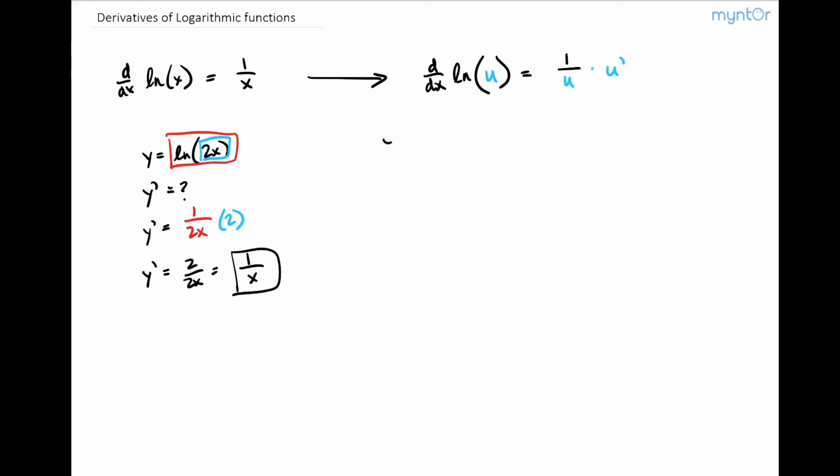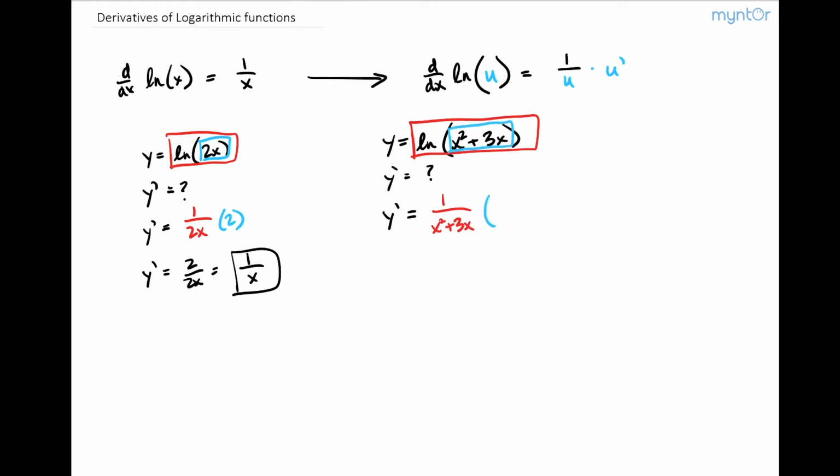Let's say that we're given that y is equal to the natural log of x squared plus 3x. Y prime is equal to what? Go ahead and take a second and see if you can figure that out on your own. Okay, so we know from the chain rule that y prime will be equal to the derivative of our outermost function, so 1 over x squared plus 3x, times the derivative of our innermost function, which is 2x plus 3. And so we would say that y prime is equal to 2x plus 3 divided by x squared plus 3x.